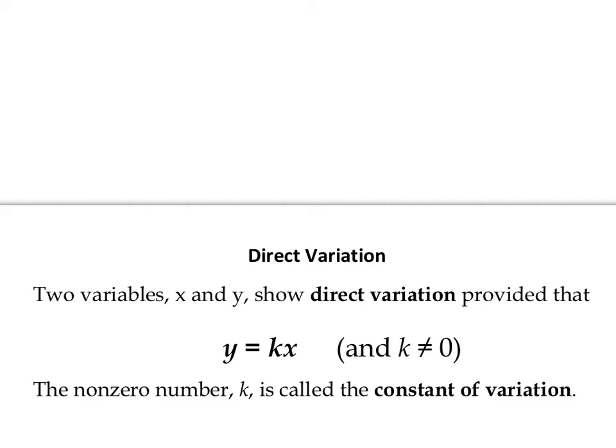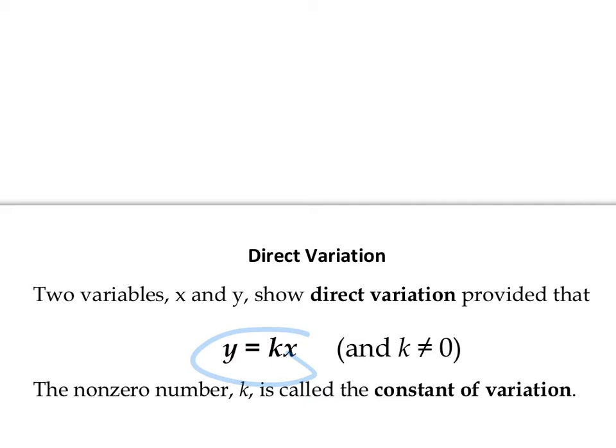In this lesson, we're going to look at direct variation. Two variables, usually we use x and y, vary directly if they can be written in the form like we see here, y equals kx. Where k is some non-zero number. If k was 0, it would be y equals 0 times x, which would just be 0, so it wouldn't give us anything. And that k value is called the constant of variation.